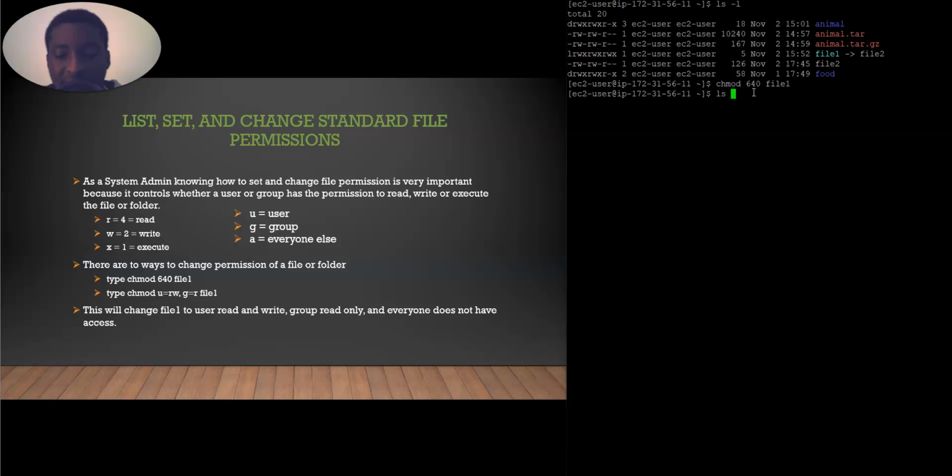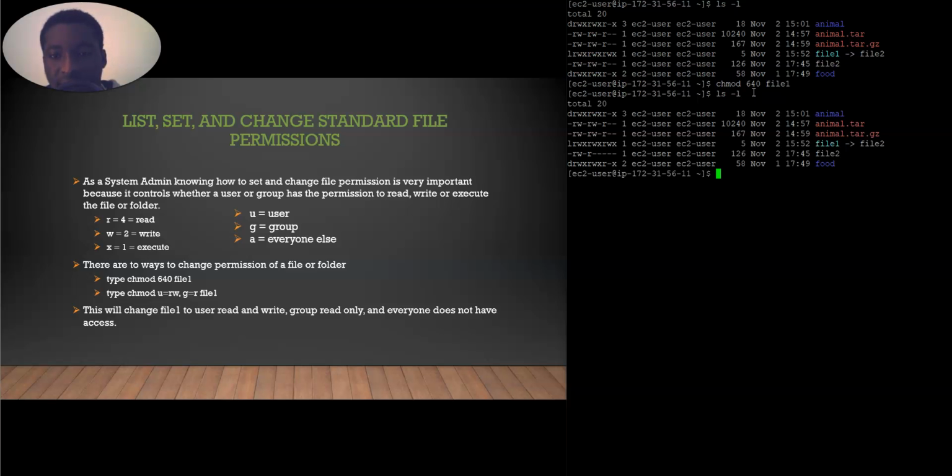Now when we list out the contents of the directory, we will see that the first 3 values have read and write. The second 3 values have only read, and the last 3 have nothing. Meaning the user that owns the file can read and write, the group that owns the file can only read, and everybody else cannot read or write the file.